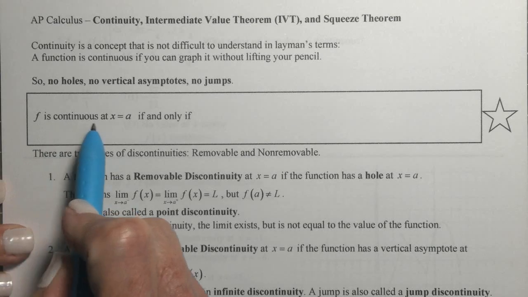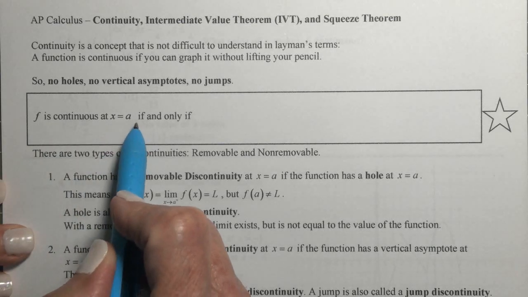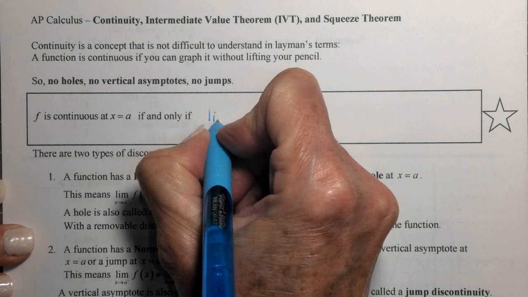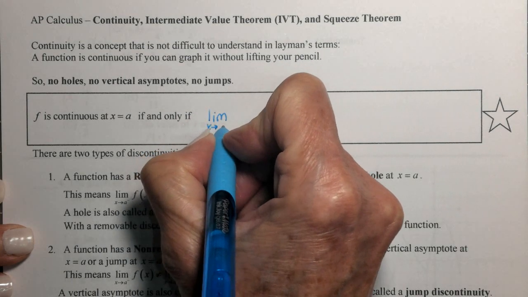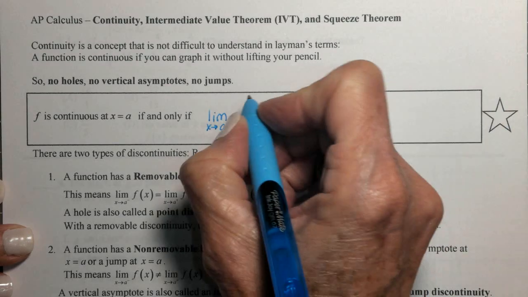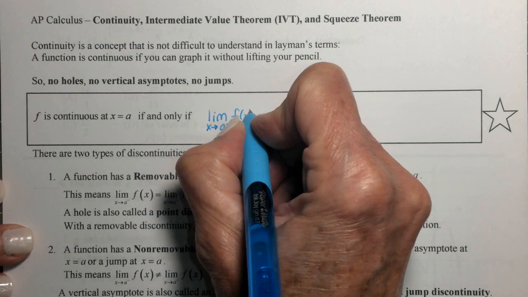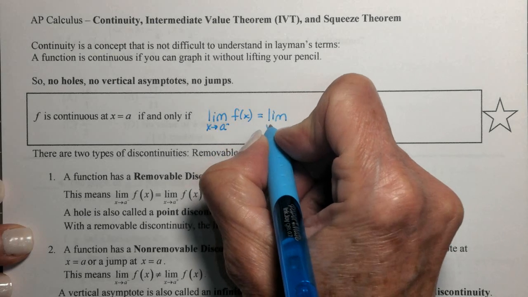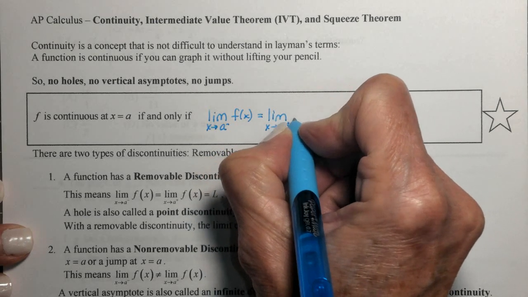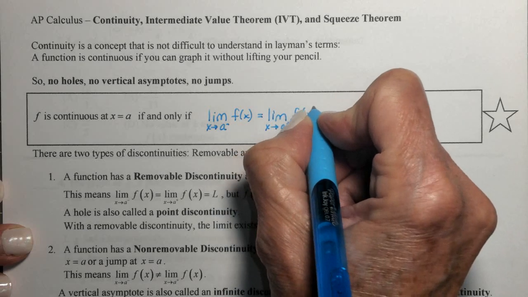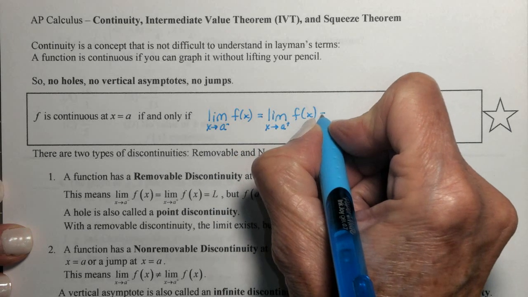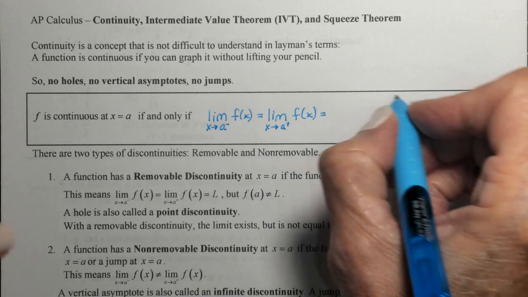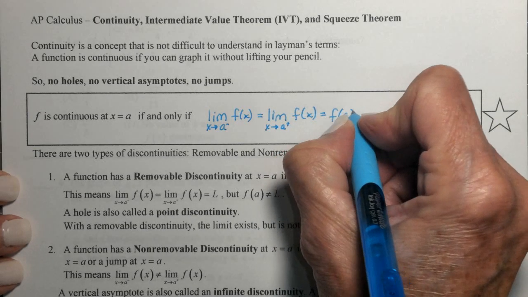f is continuous at x is equal to a if and only if the limit as x approaches a from the left of the function is equal to the limit as x approaches a from the right of the function, and those are both equal to the value of the function at a, so f of a.